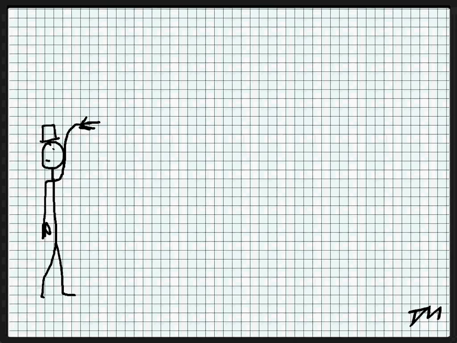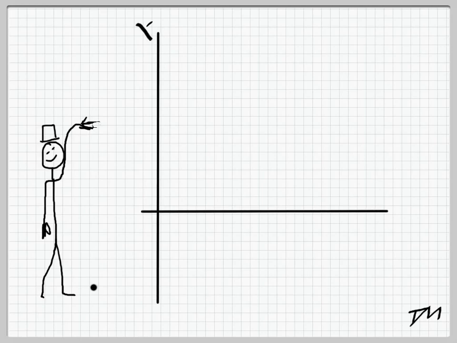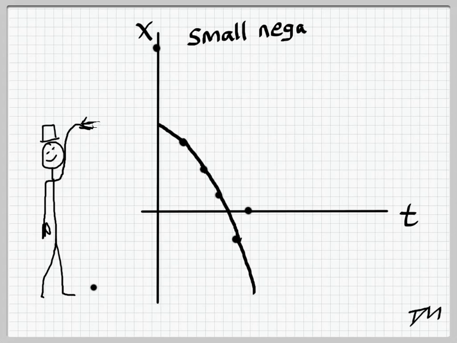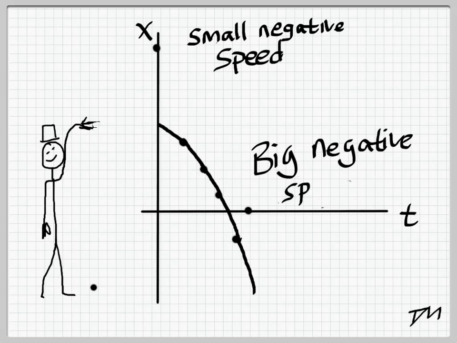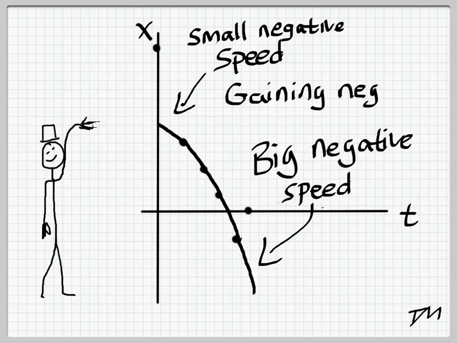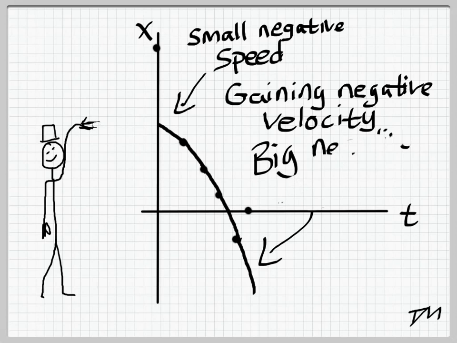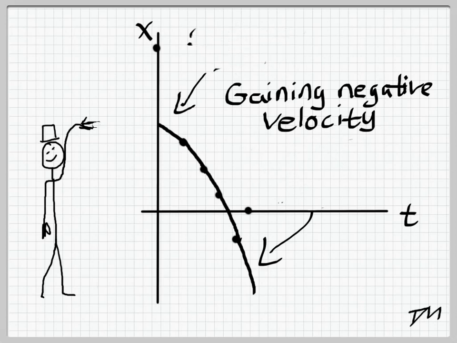Now again we're going to drop the object. Same exact object, gains speed exactly the same way, identical motion. But let's say this time we call the origin at the waist, set the zero at the waist. It still falls from hand to foot. We go from a small negative slope to a big negative slope, small negative speed to big negative speed. Same motion, going from the hand to the ground, but this time the origin is at the waist. So still a gain of negative velocity, the same exact situation as before.